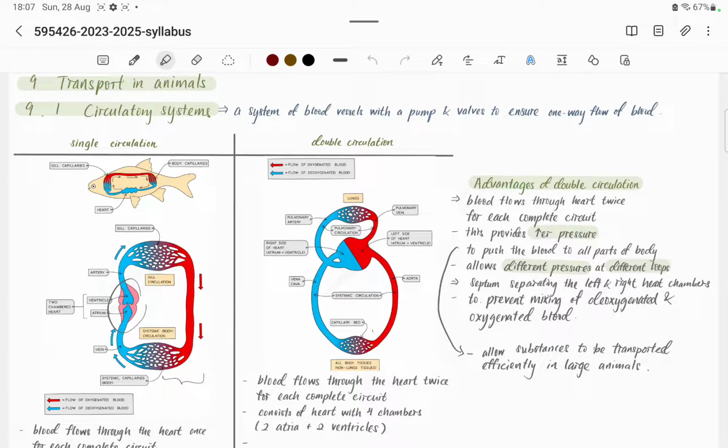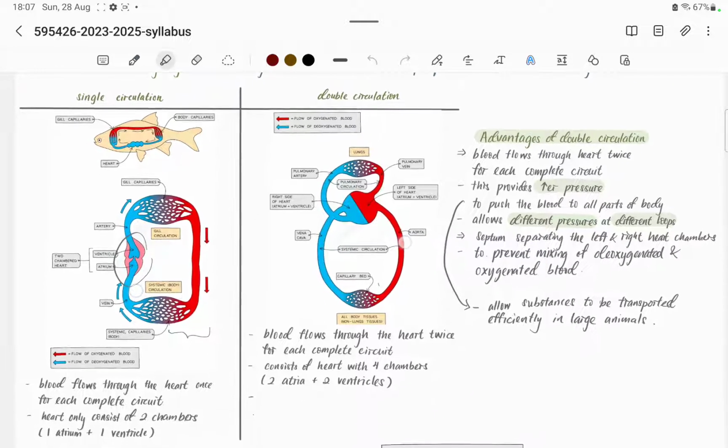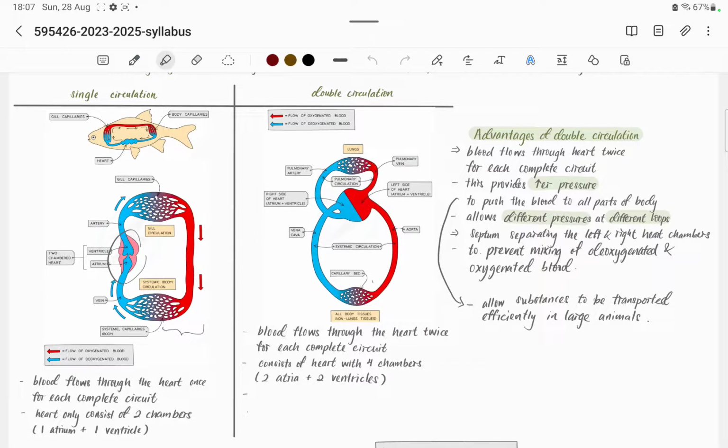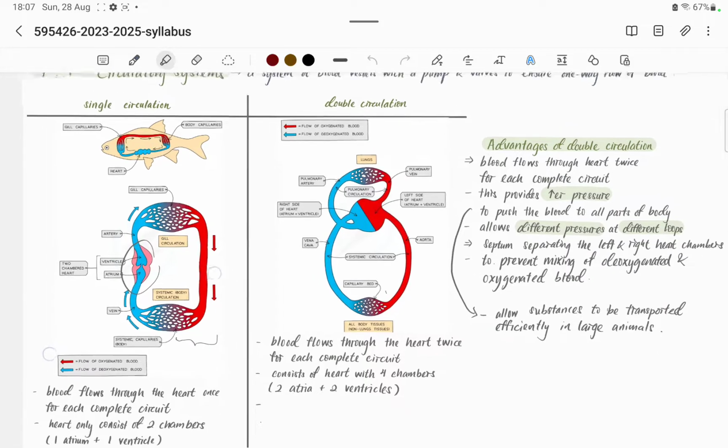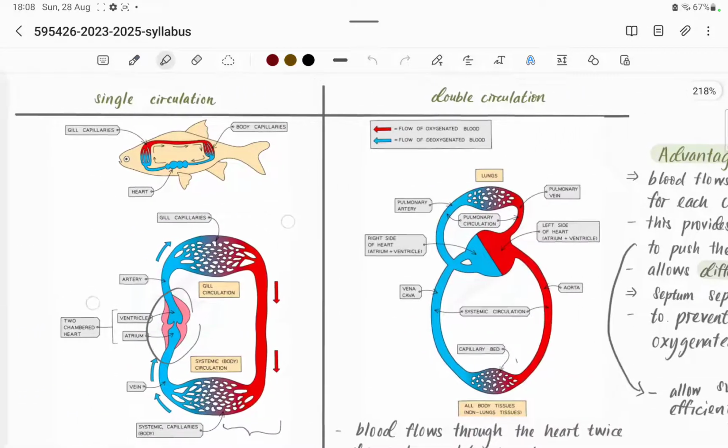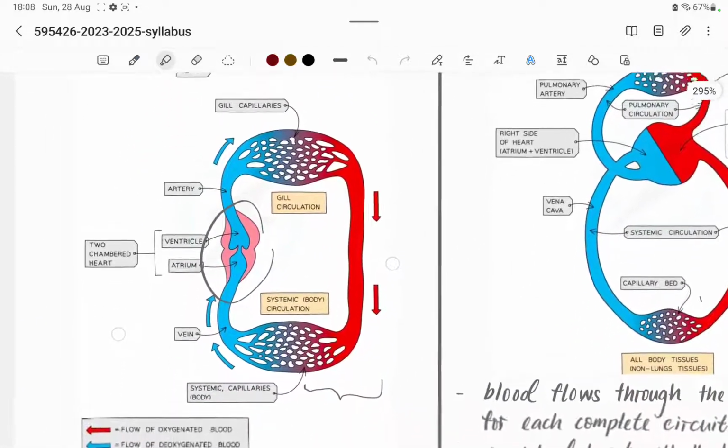So there are two types of circulations: single circulation and double circulation. Single circulation is only for fish. Double circulation is for mammals, amphibians also, and humans. But now you need to know mammals enough. So for single circulation, let's see.